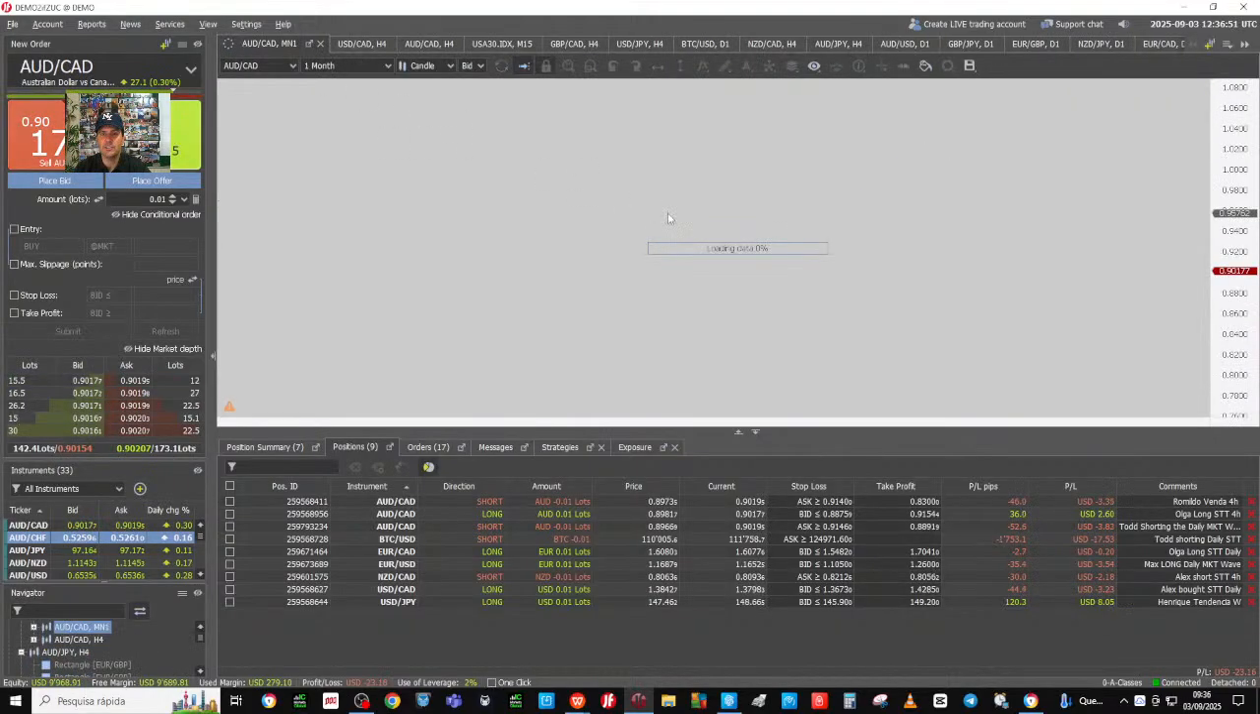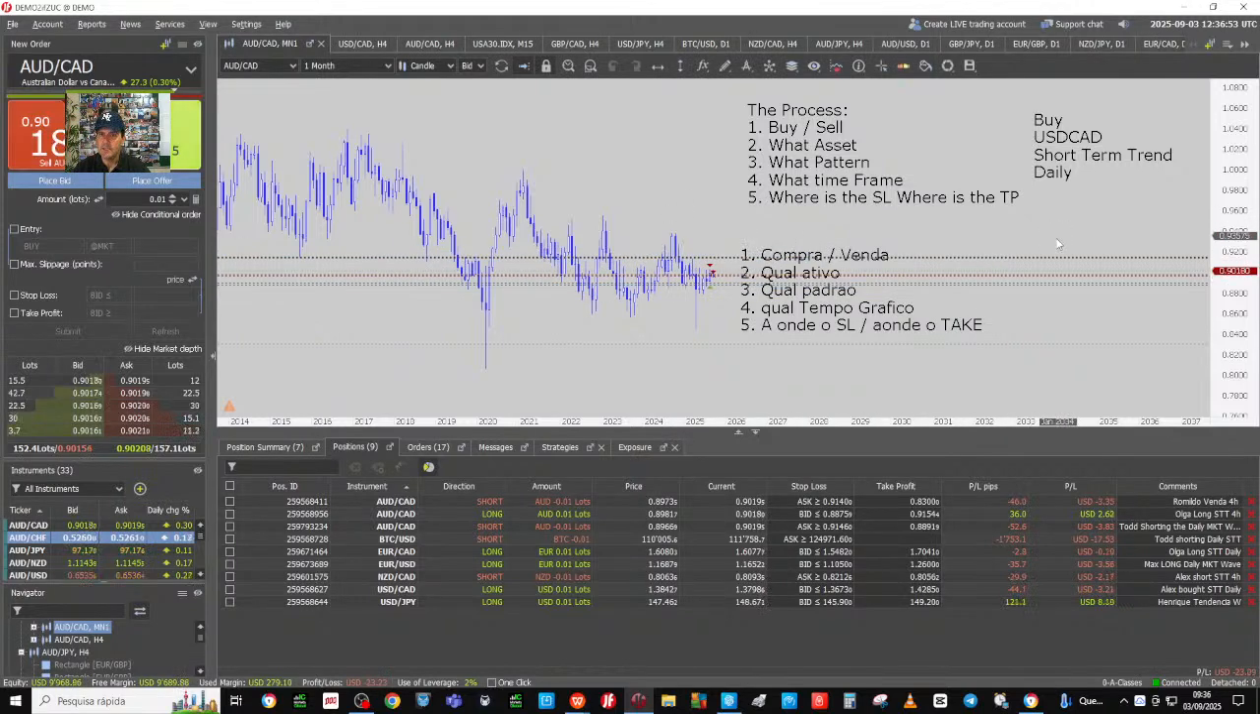So let's start, everybody. Type in the chat. You know what the procedure is. The process is buy or sell. Please type in the chat: buy or sell, what asset, what time frame, what pattern, where is the stop loss, and where is the take profit.